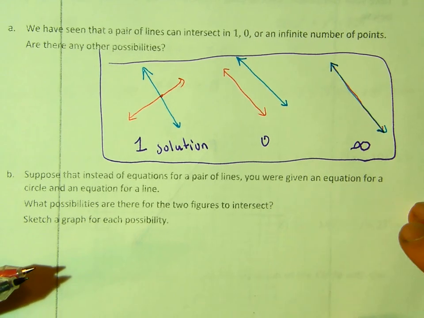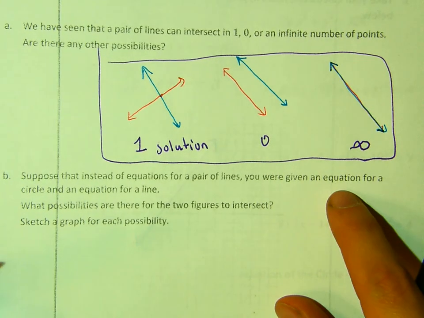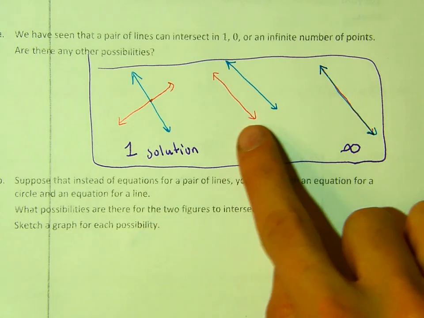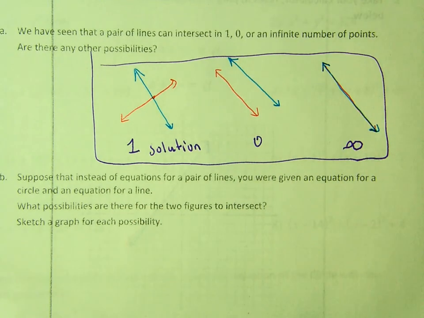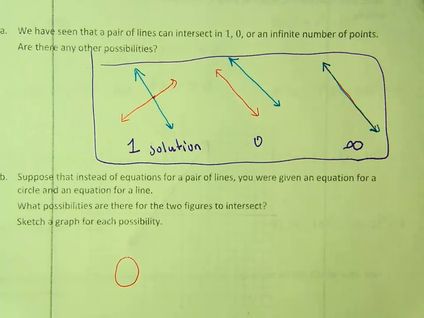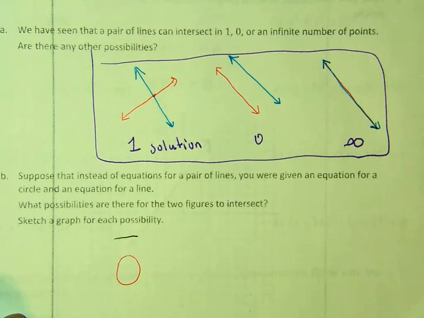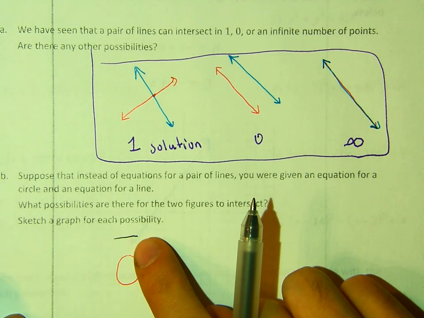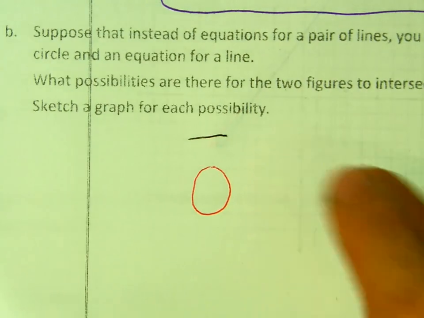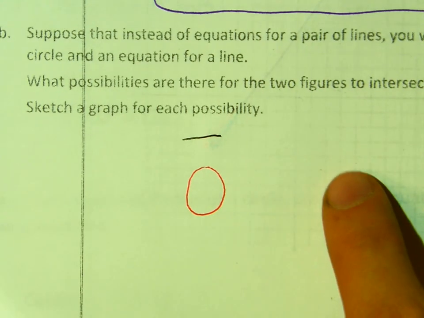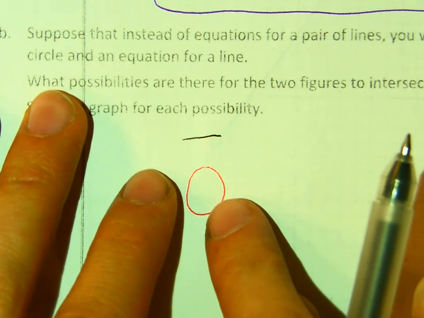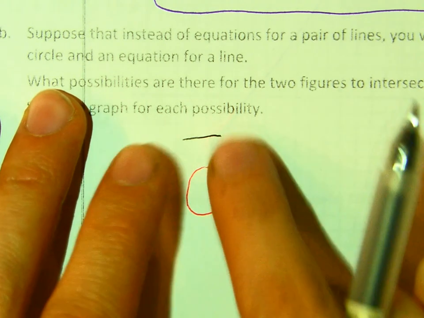Okay? What I want you to do is read part B. Let's see what part B says. It says, suppose that instead of an equation for a pair of lines, you were given the equation for a circle and you have a line. Imagine if you have a circle and a line. How can these two figures possibly interact with one another? What are all possible ways a circle and a line can interact?